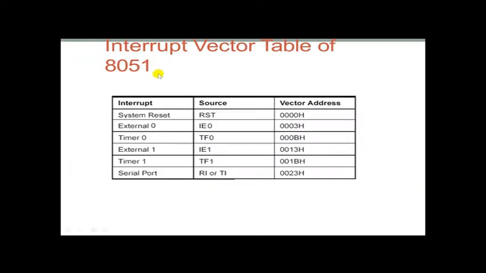So, the interrupt vector table of the 8051. This is how the interrupt vector table looks. These are the interrupts, these are the sources, and this is the vector address. The system reset has the source RST and the vector address 0000H. External 0, IE0, 0003H. Timer 0, TF0, that is 000BH. External 1, IE1, 0013H. Timer 1, TF1, 001BH. Serial port, that is RI or TI, 0023H. These are the vector addresses.